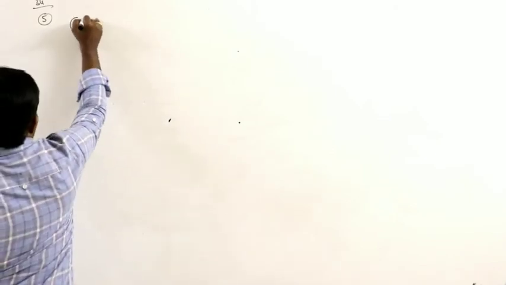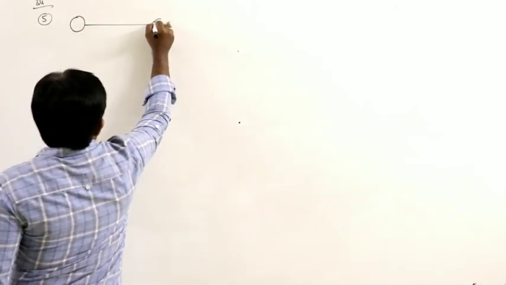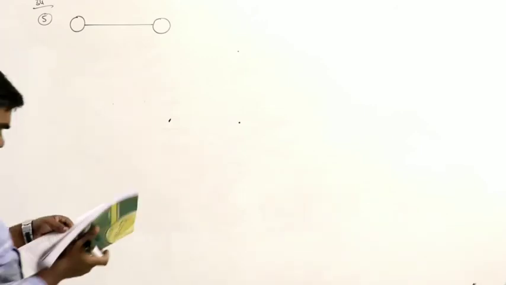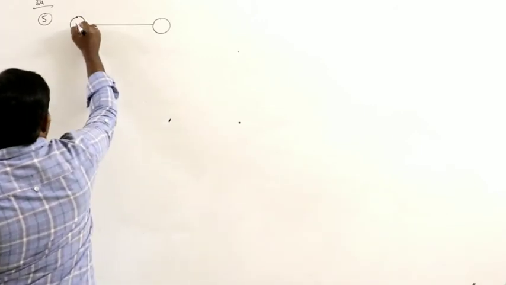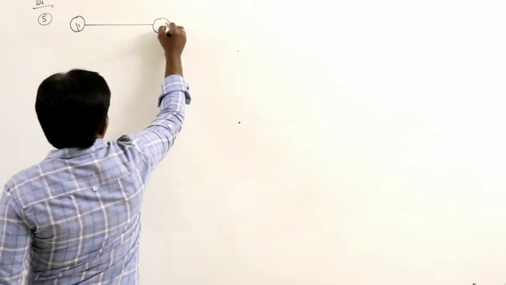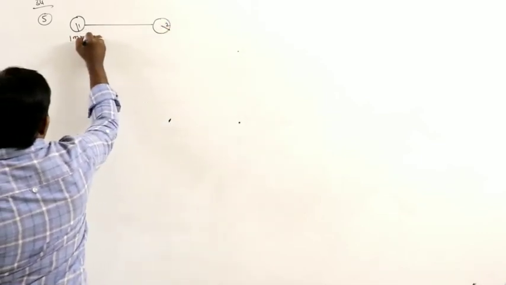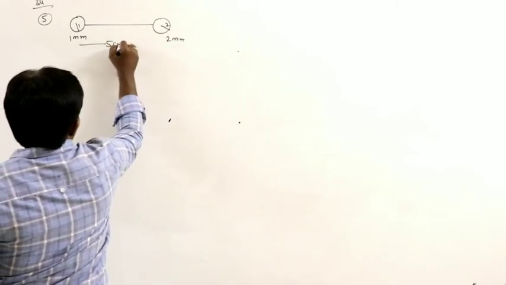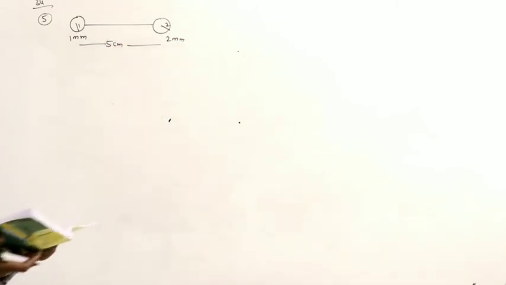See here, these are the two conducting spheres. One radius is 1 millimeter and another radius is 2 millimeter. This is 1 millimeter and this is 2 millimeters. These two are separated by a distance of 5 centimeters. And these two are connected by a conducting wire.